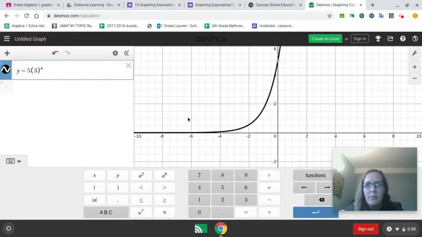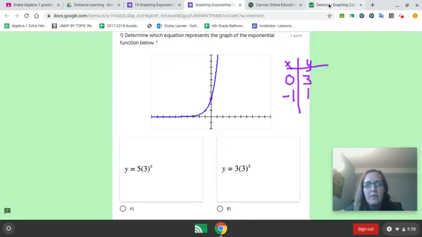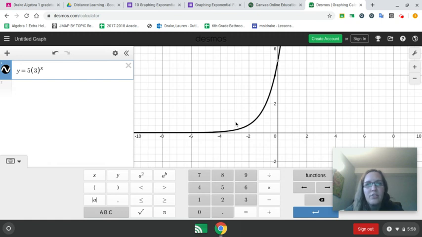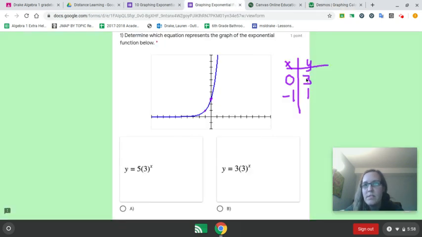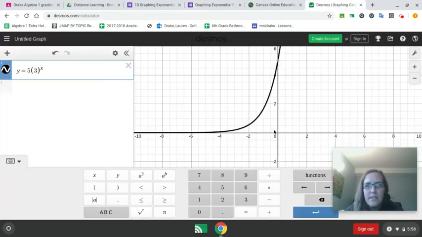They look kind of similar because they're both exponential growth. Let's check the points. So I'm looking for the point 0, 3 and -1, 1. Let's see, does this have the point 0, 3? This is 2, this is 4. Looks like the point 0, 5.